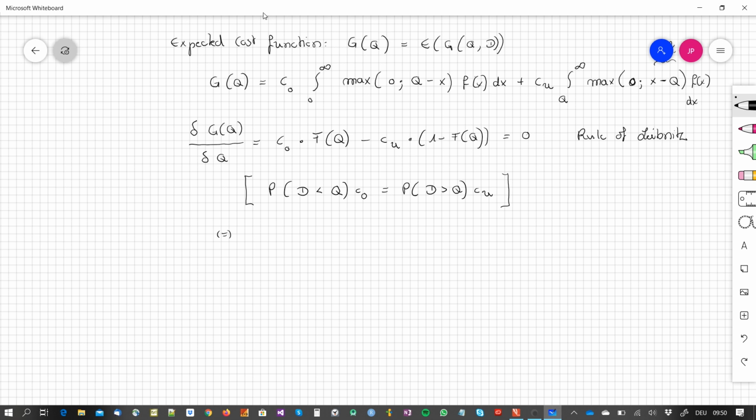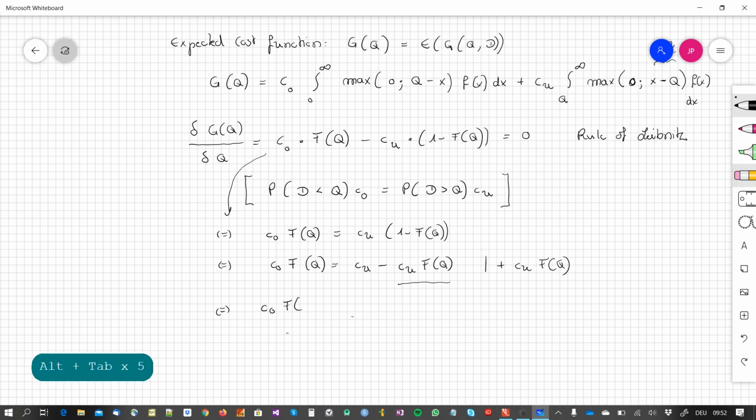So if we take this into consideration, and then we solve it for the probability after some algebra, we will get the following. So here we apply just some algebra to get the probability. Just expanding, here we lose the bracket. And then we can take this term on the other side. There we get C_u F(Q) plus C_o F(Q), and on the other side we have the C_u left.